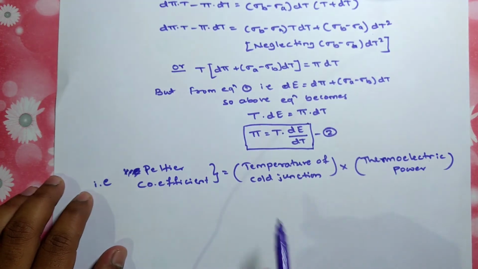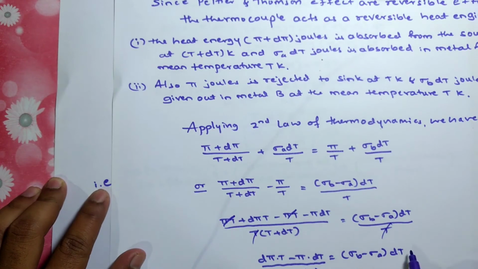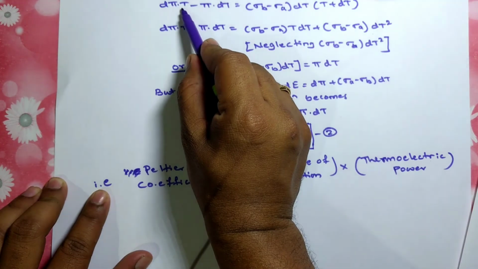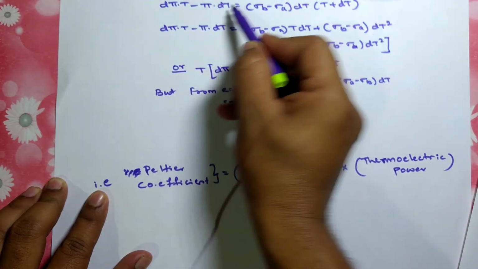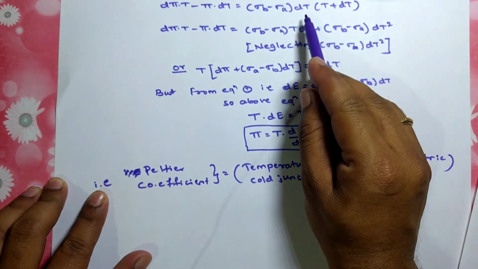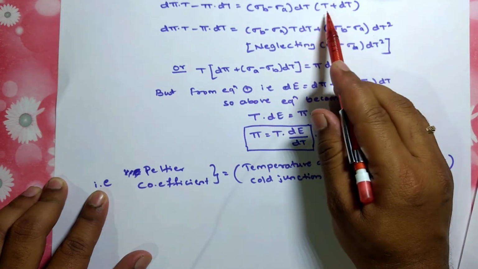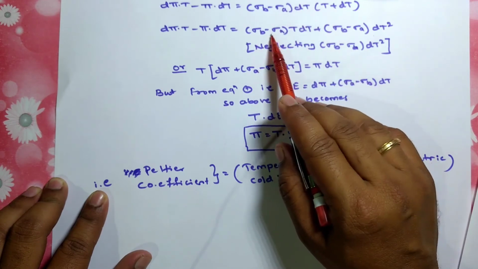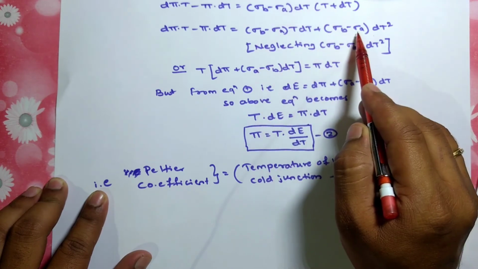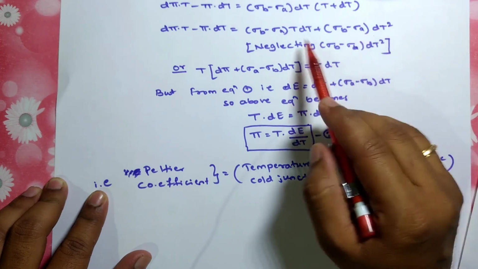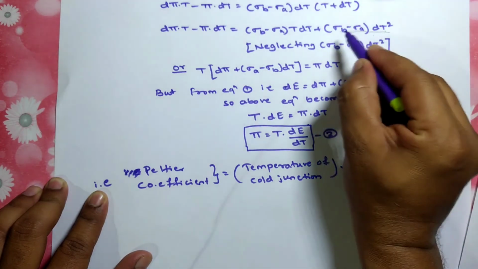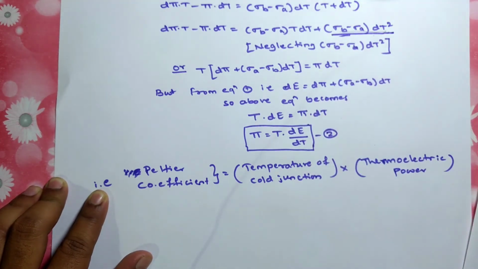Now I'm going to take this (T plus dt) to the other side. So we got d pi into T minus pi into dt is equal to (sigma B minus sigma A) dt into (T plus dt). Now I am going to multiply with this term, so we will get (sigma B minus sigma A) T dt plus (sigma B minus sigma A) dt square. Now I am going to neglect the dt square term.